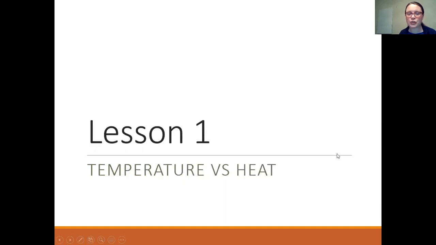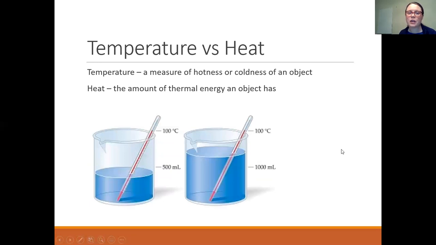Lesson 1, temperature versus heat. What is the difference between temperature and heat? We often think of the two the same, and it's just what we've been conditioned to. We talk about, well, something is hot, and we think of hotness being associated with heat. We think of a fire giving off a lot of heat because it's hot. But ice also has heat, which sounds strange to us, but ice does. It has energy, so it has heat.